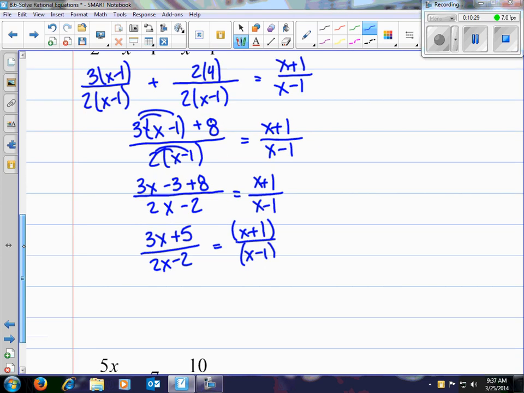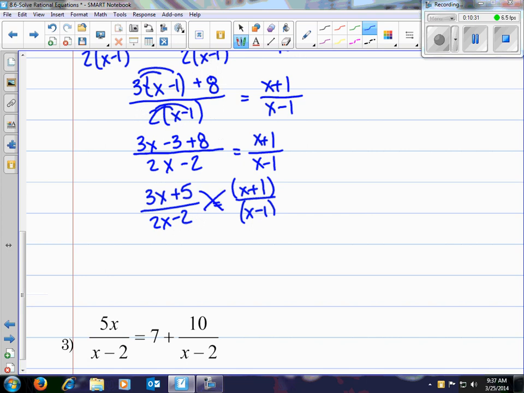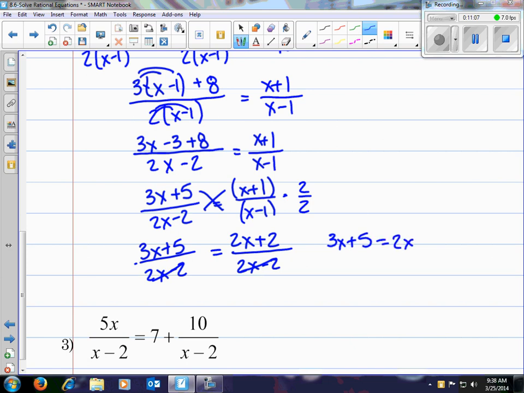Now I can cross multiply here and here. But if you notice, I have 2x minus 2 and x minus 1. If I multiply this side by 2 over 2, now I'm going to have common denominators here. So I have 3x plus 5 over 2x minus 2 equals 2x plus 2 over 2x minus 2. And since I have these common denominators here, I know that my tops have to equal. So I can just cross these out. And then I have 3x plus 5 is equal to 2x plus 2.